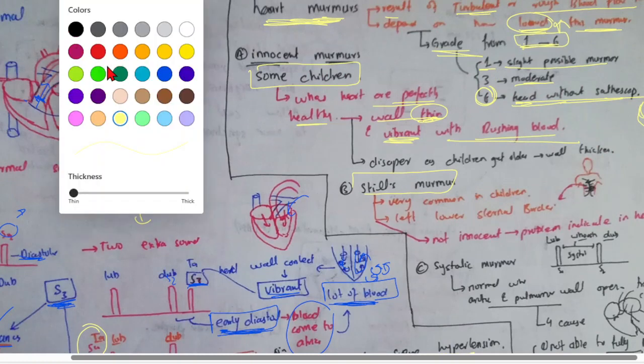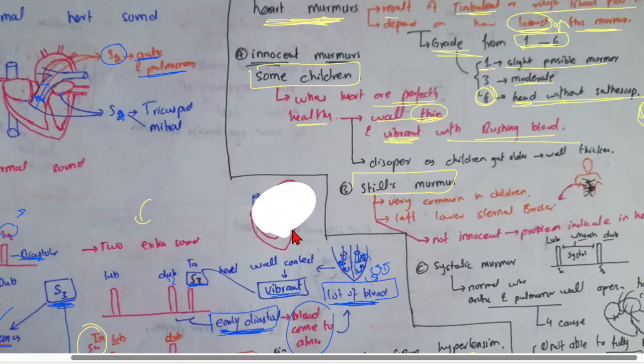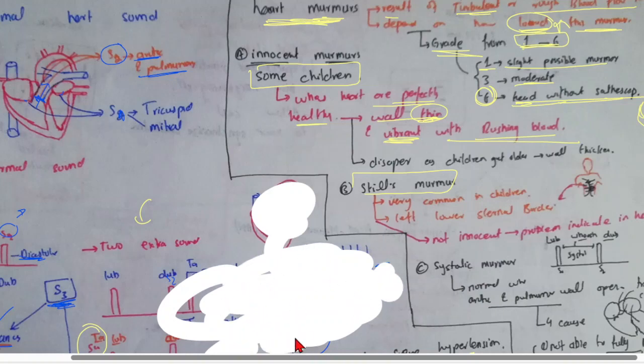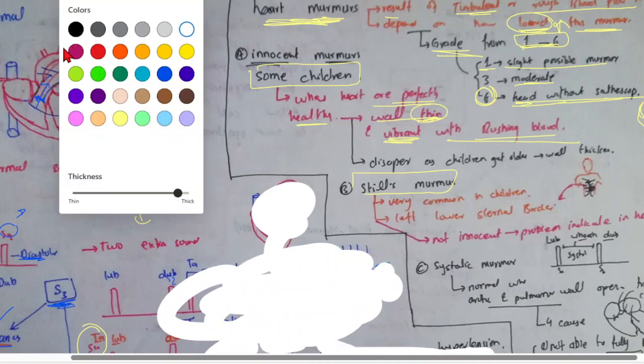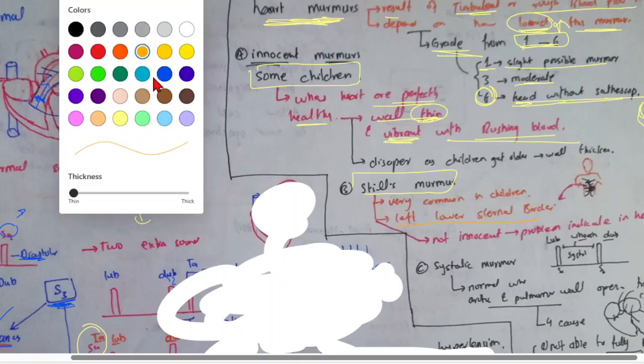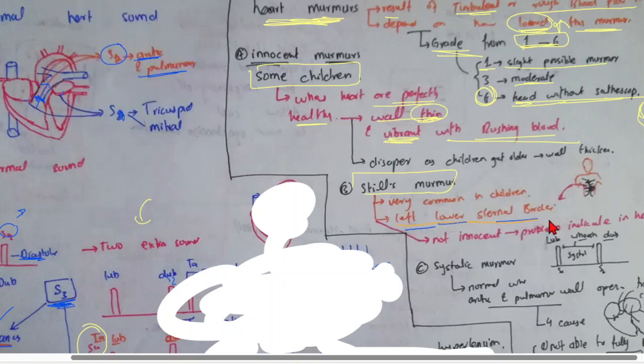Now we have to discuss the Still murmur. What is the Still murmur? The Still murmur is very common in children. It is heard at the left lower sternal border. If this is your sternum, it can be heard at the left lower sternal border. It is like an innocent murmur, but if it is not innocent, it indicates a problem in the heart.